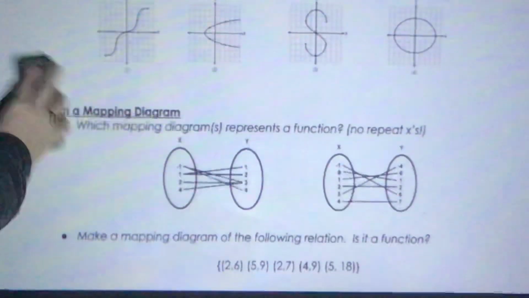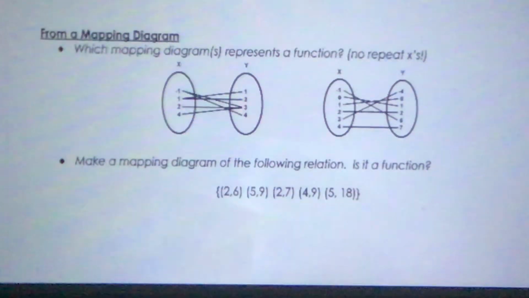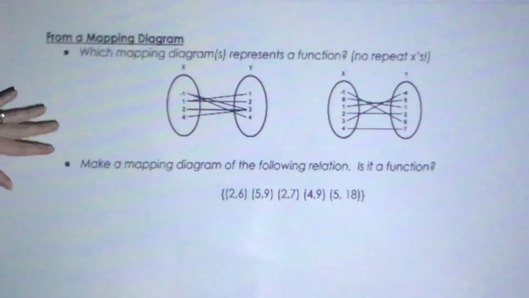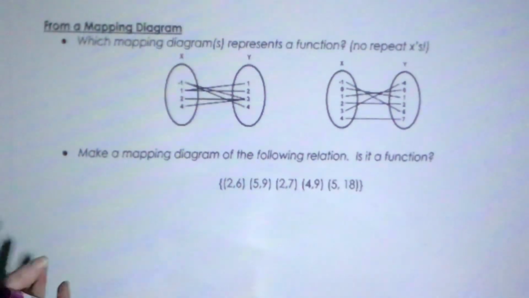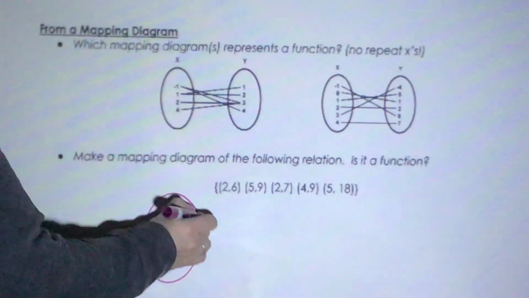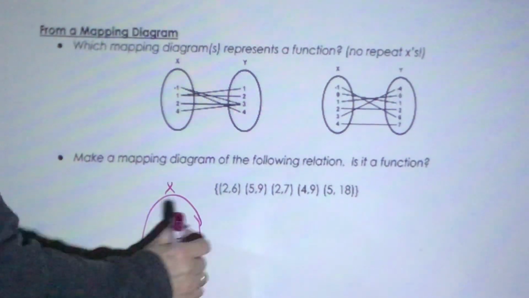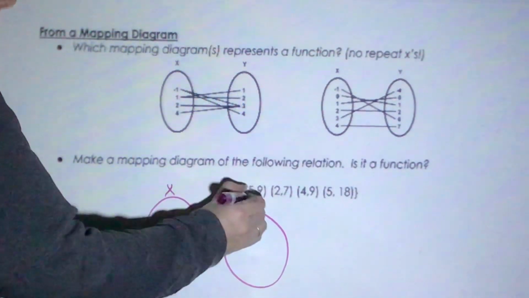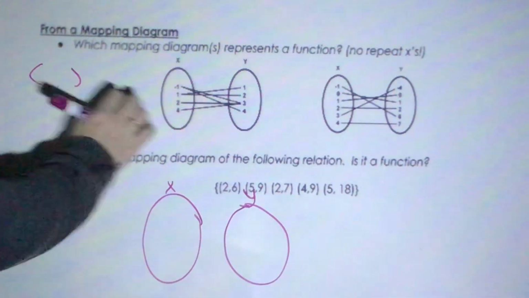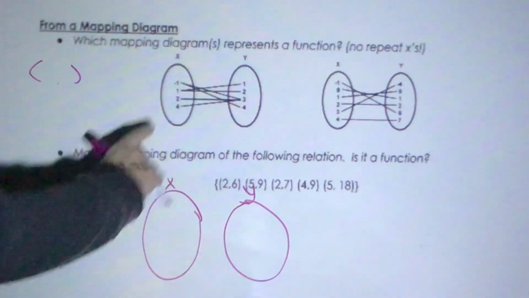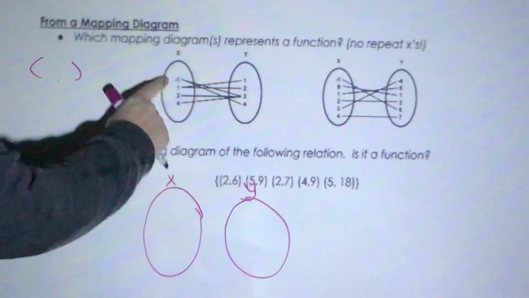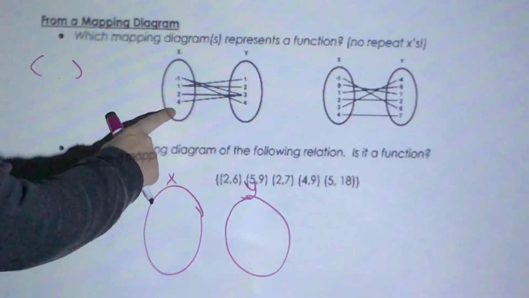Now for our next category, this is a new category. It's called the mapping diagram. A mapping diagram is something we draw for ordered pairs, and it's just a picture of the ordered pairs, and we put the x's in the first oval, and we put the y's in the second oval. And then instead of writing out the ordered pairs, we draw lines connecting things. So this mapping diagram, these are all the x numbers written in numerical order, -1, 1, 2, and 4.